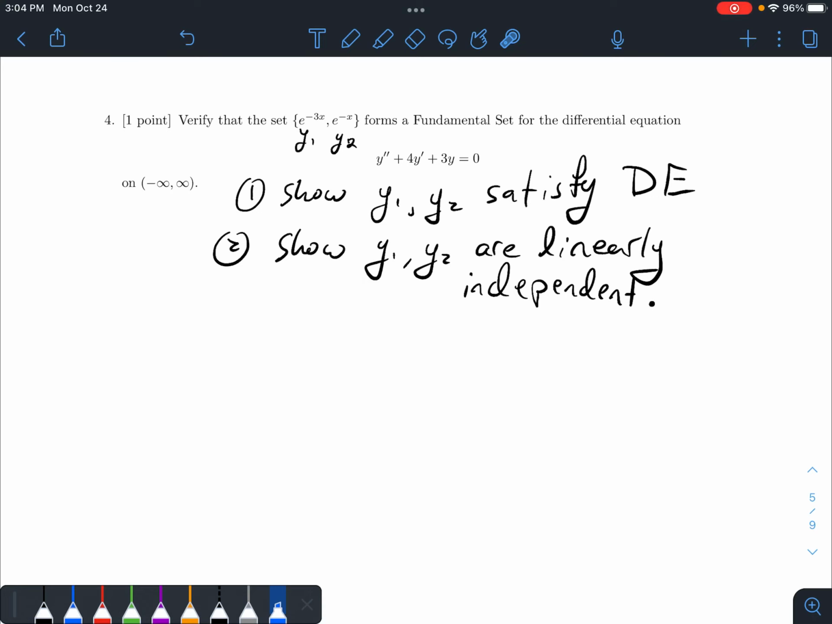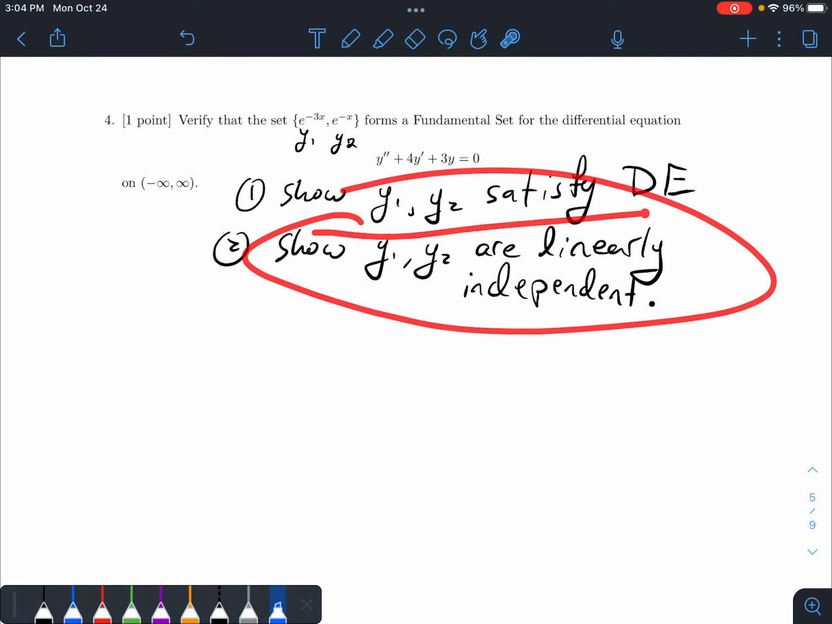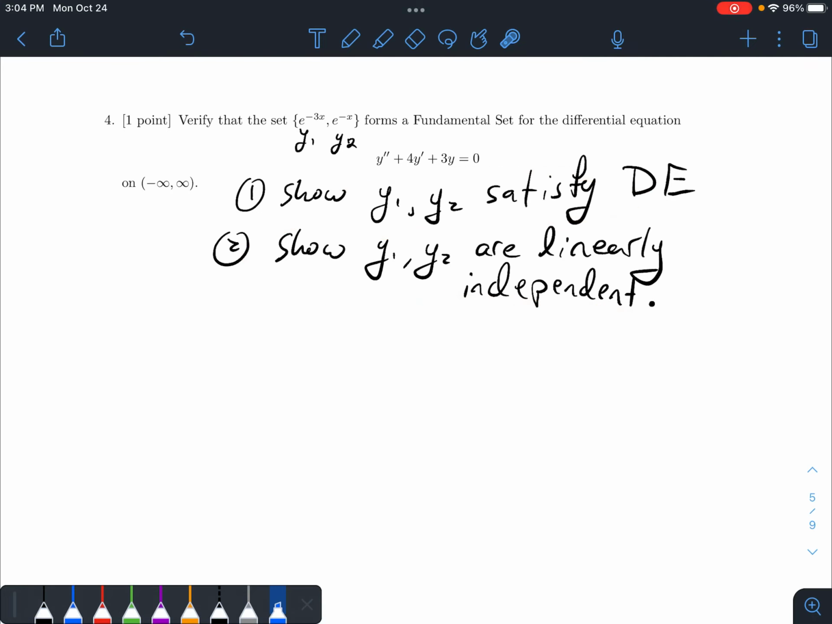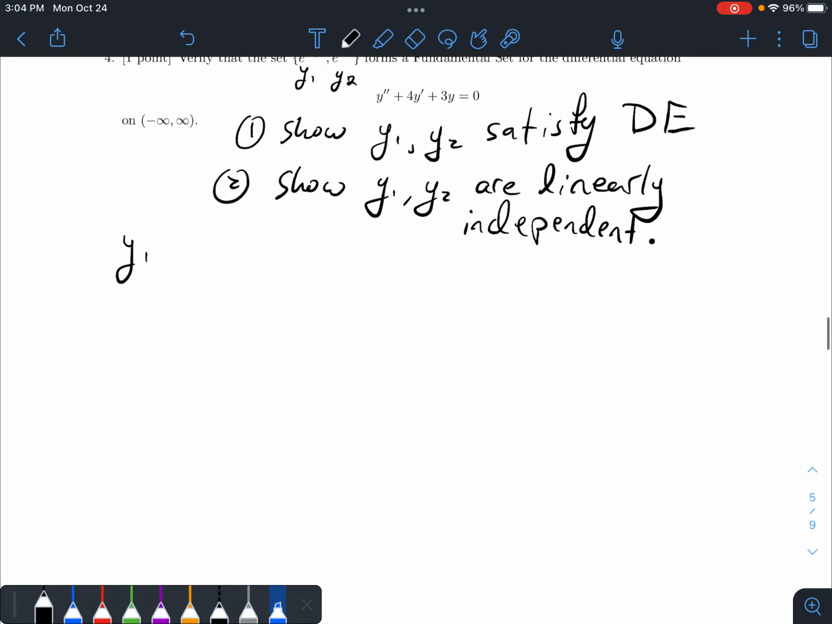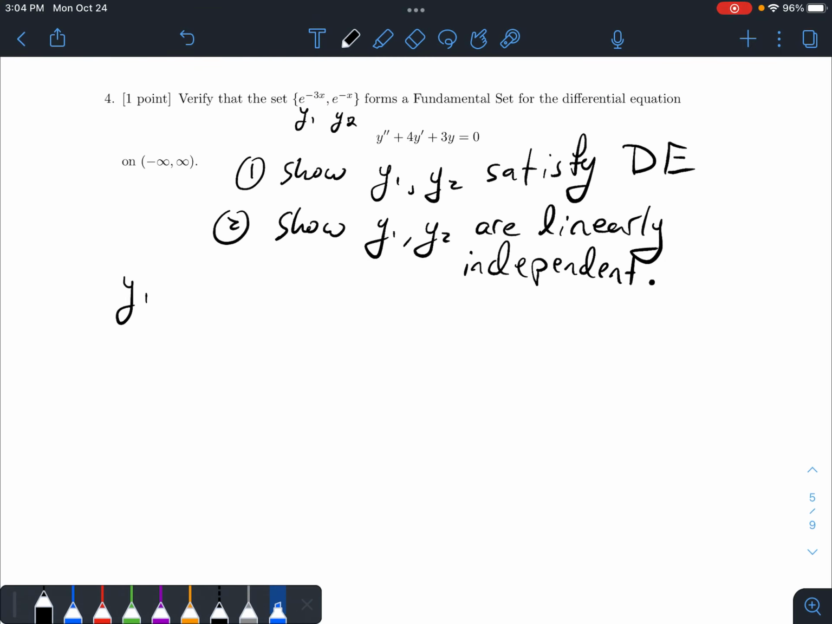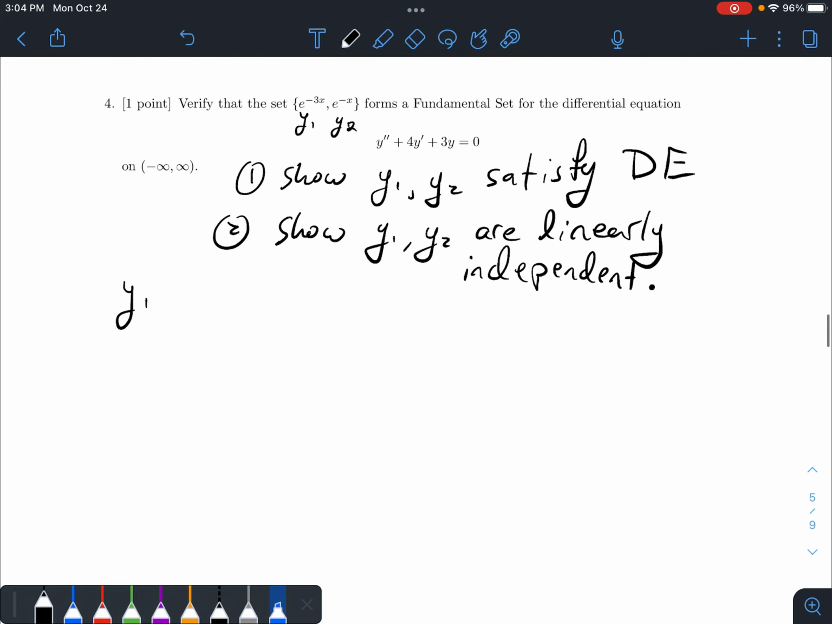Maybe on an exam, if I'm strapped for time, I would only ask you to show one of the 2 of them. Probably more likely to ask you to show this one because this is the more important one, in my opinion, because this is basically chapter 1 stuff. So I'll verify it for y1, and then I'm sure you get the idea if you know how to do one of them.